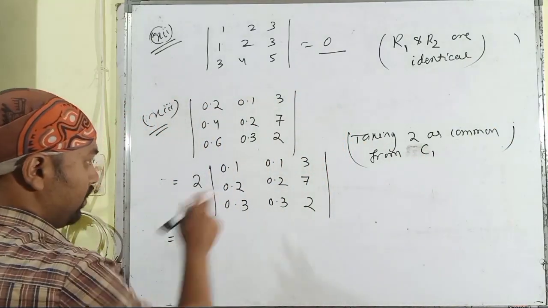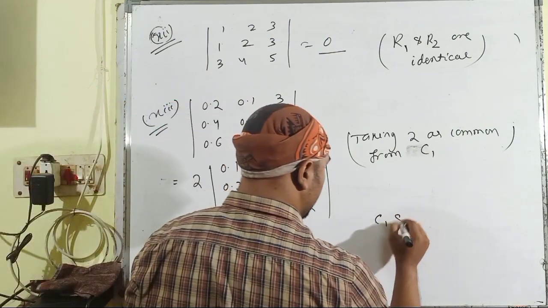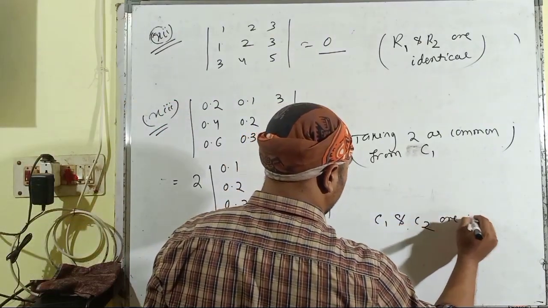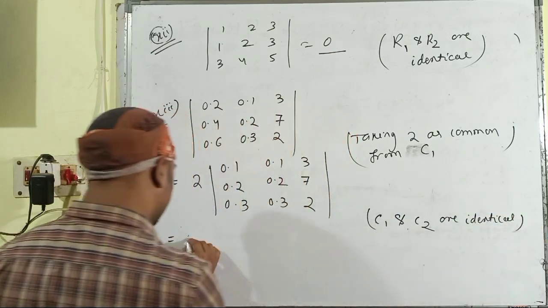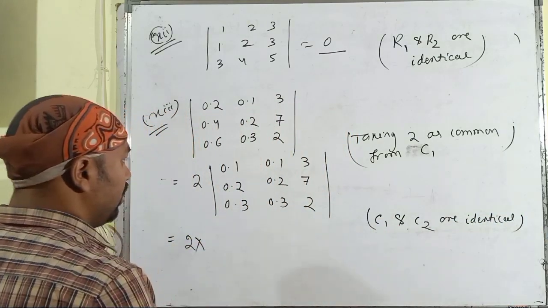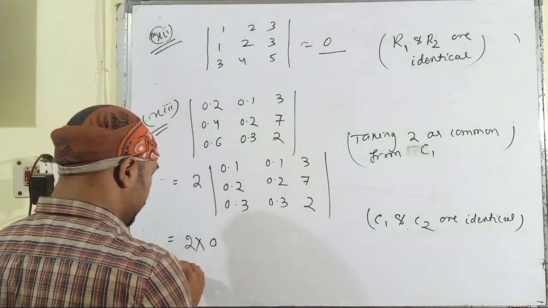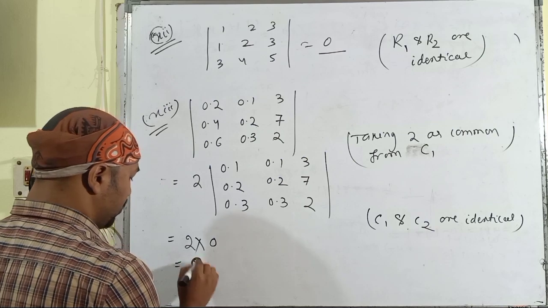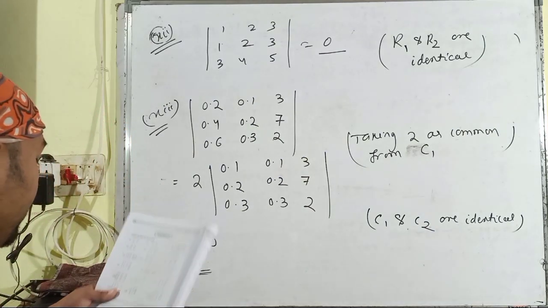And here you can see that column 1 and column 2 are identical. Hence, the value of the determinant is equal to 0. Next, moving to the 14th bit.